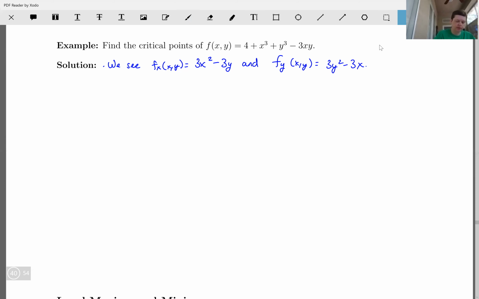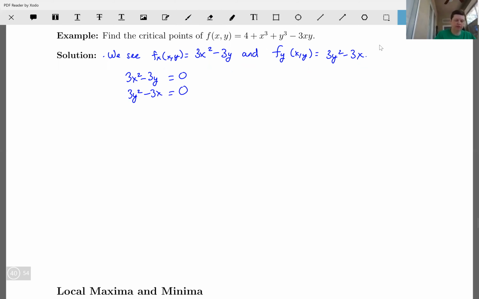Okay, so let's just set them equal to 0. So 0 equals df/dx, which is 3x squared minus 3y, and df/dy, which is 3y squared minus 3x, equals 0. There are a couple of ways we can go about this. Let's look at the first equation. The first equation gives us that y is equal to x squared. Then we take y equals x squared and plug that in for y in the second equation and then solve.